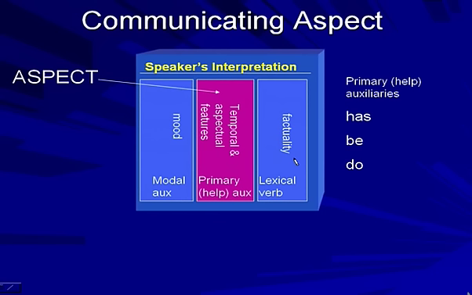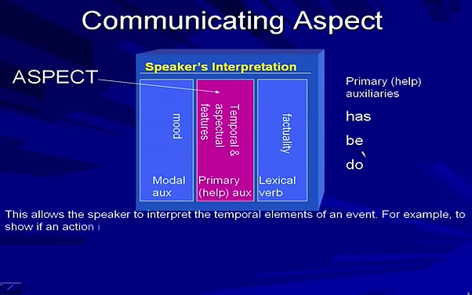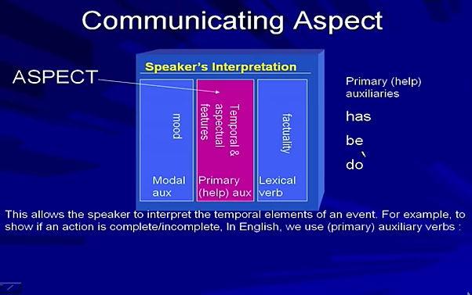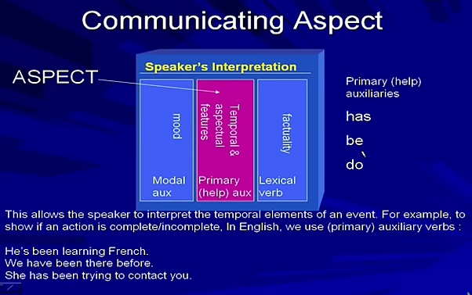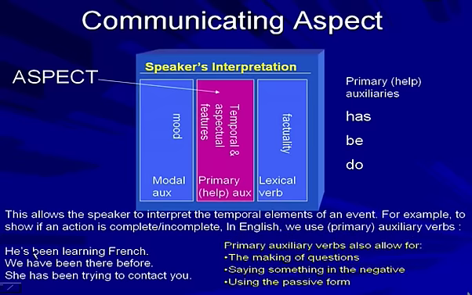And these temporal and aspectual features are using the primary auxiliary verbs, and there are three of them: has, be, and do. And they allow the speaker to interpret the event, to show whether an action, for example, is complete or incomplete. And in all of these cases here, these show aspect.